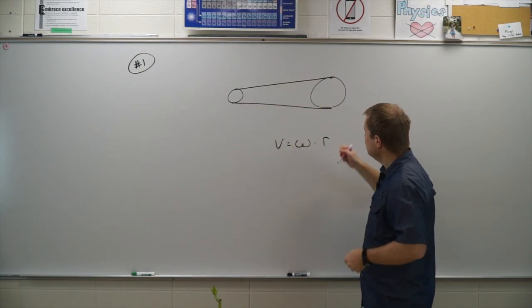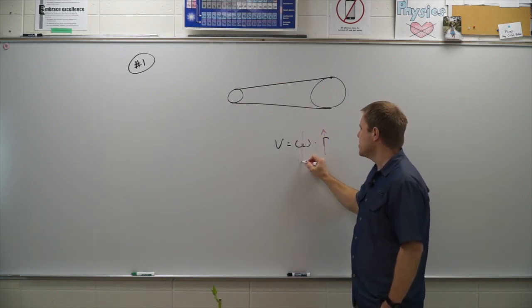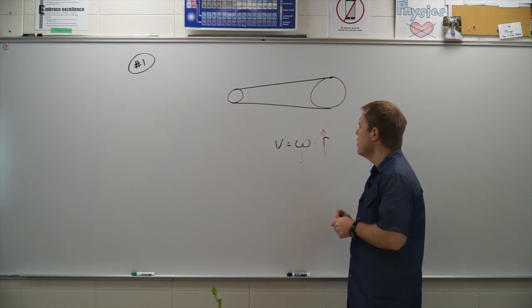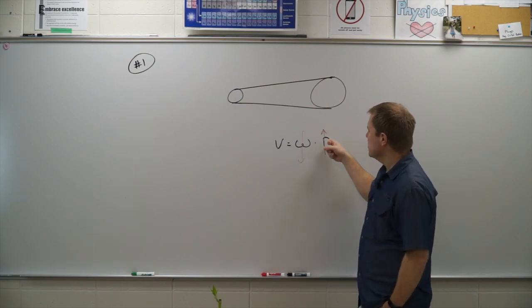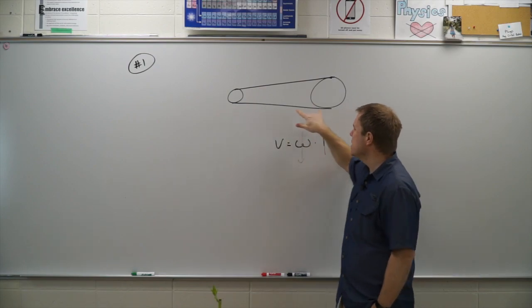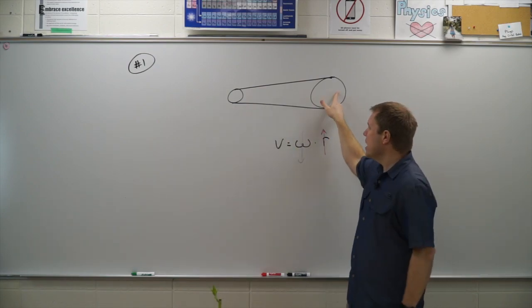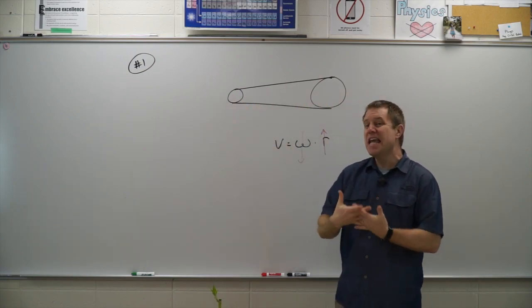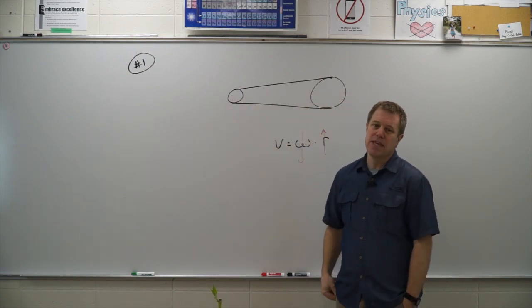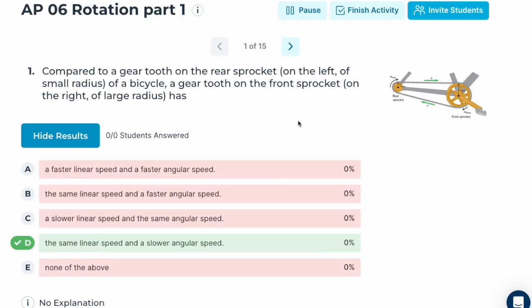So what we see then is the one with the larger radius is going to have a smaller omega value. We can use this idea and set the omega times r of this equal to the omega times r of that. Then the ratio of the radii tells me about the inverse of the ratio of the angular velocities. Correct answer, D.